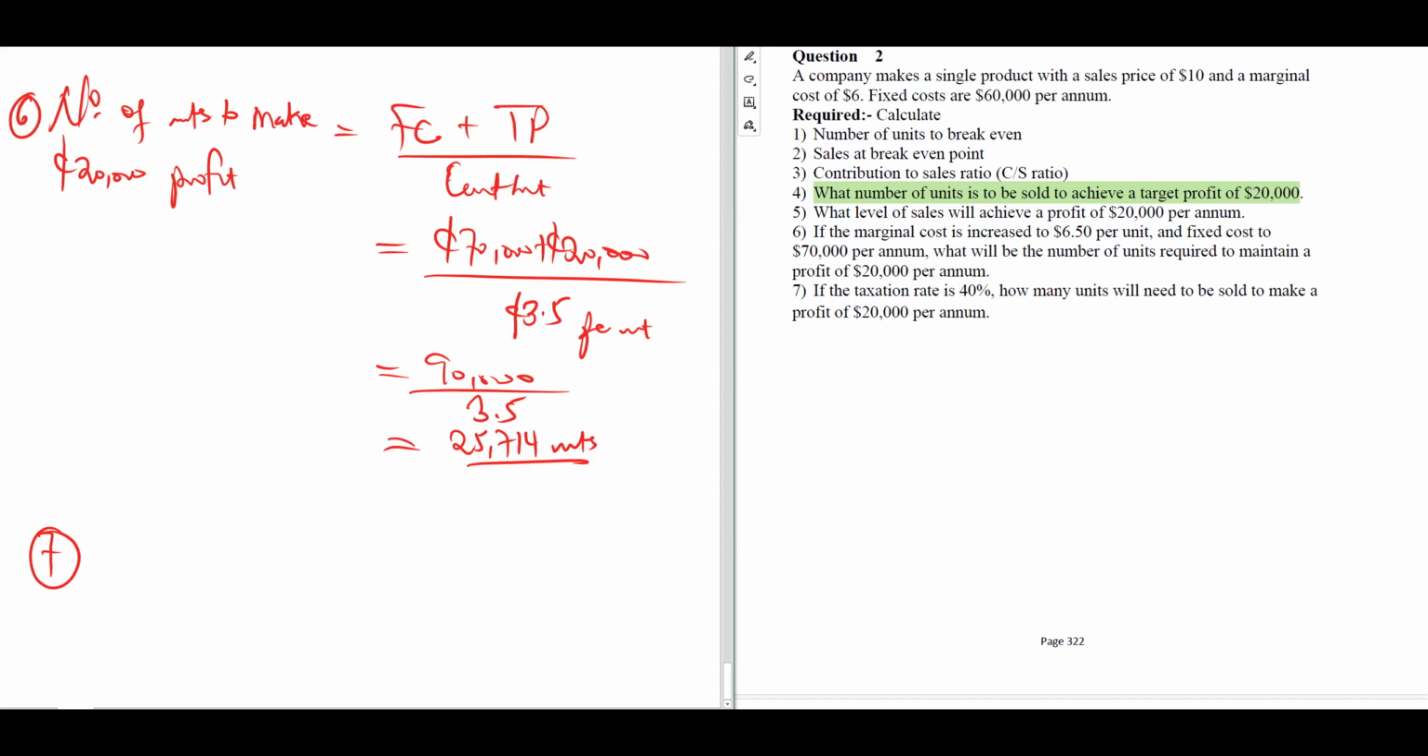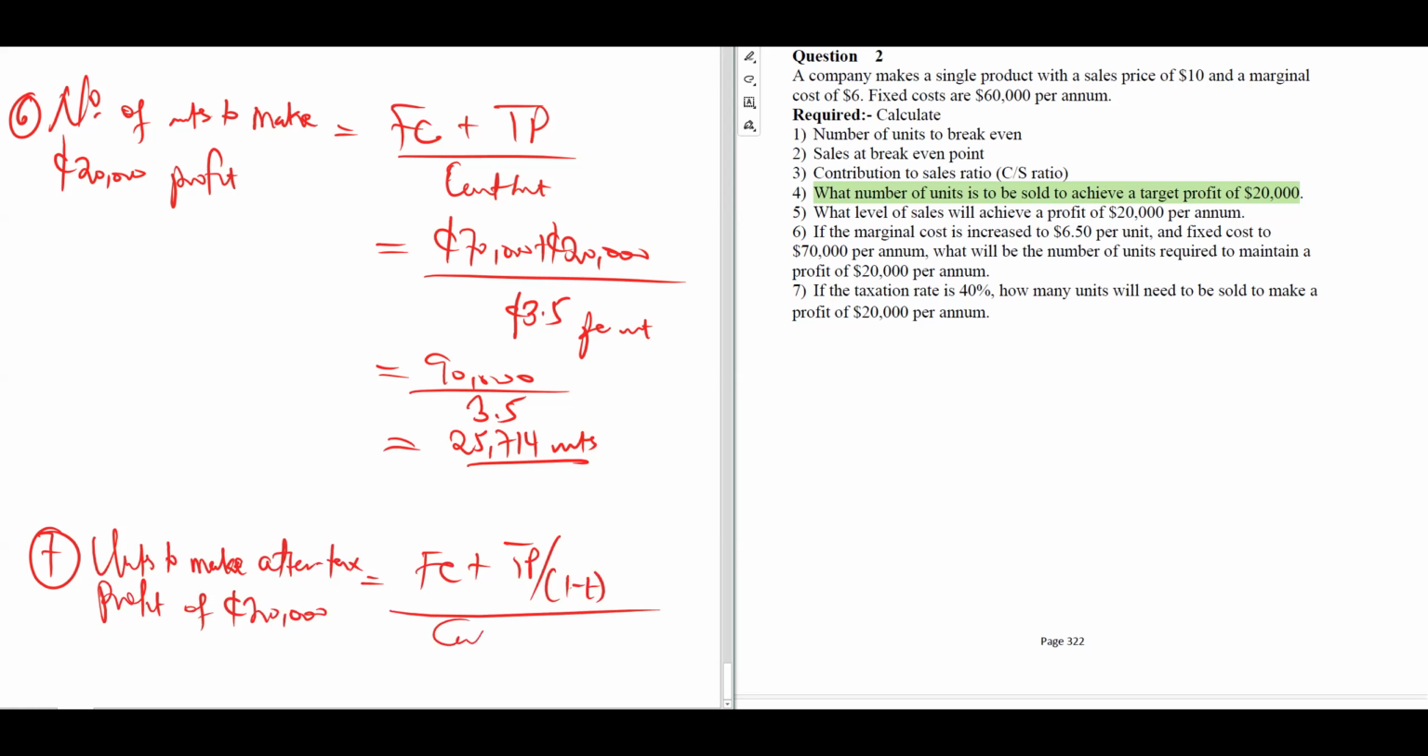Yes. Okay. Now they are saying that if tax is 40%, how many units will we need to make an after-tax profit of 20,000? I told you anytime there's tax, right? So units to make after-tax profit, right? Units to make after-tax profit of what? Of 20,000. What did we say about that? You need to make after-tax profit. We said, well, take your fixed costs plus our target profit over 1 minus the tax rate, right? All over our contribution per unit.